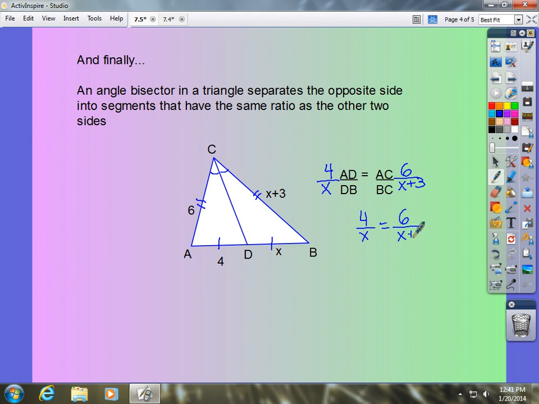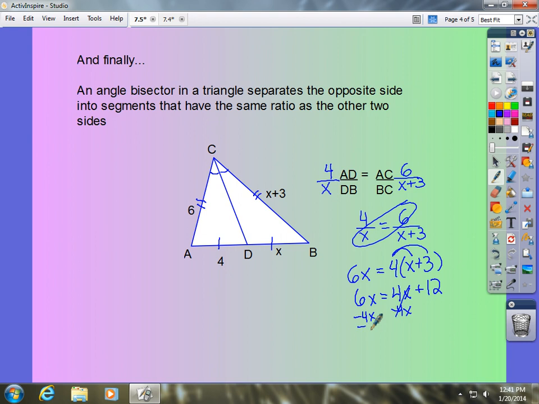Okay, this is where we have to be really careful distributing. Sorry, I meant to do 6x equals 4 times x plus 3. This is where a lot of you get messed up, so please be careful distributing. We have 6x equals 4 times x is 4x, 4 times 3 is 12. Now subtract 4x. That gives me 2x equals 12. Divide by 2. X equals 6.